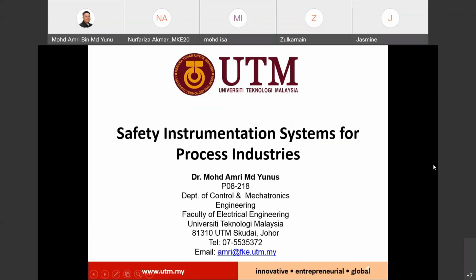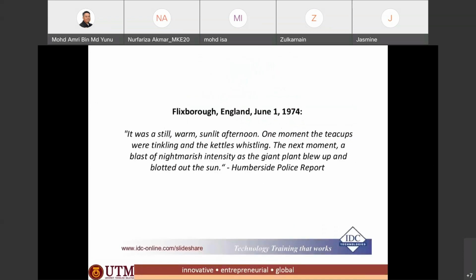Instrumentation system for process industry. So why do we talk about safety? It is basically because we want to avoid disaster.